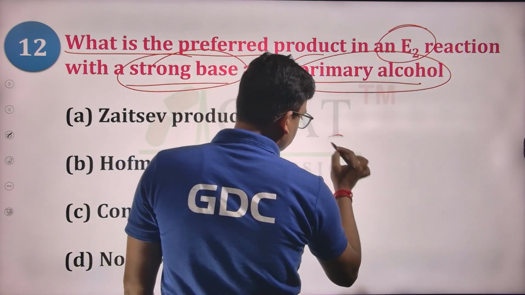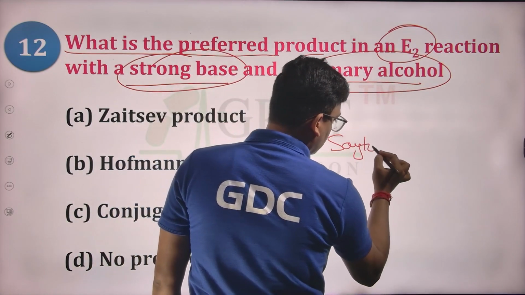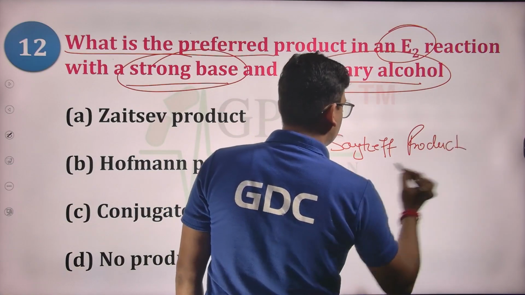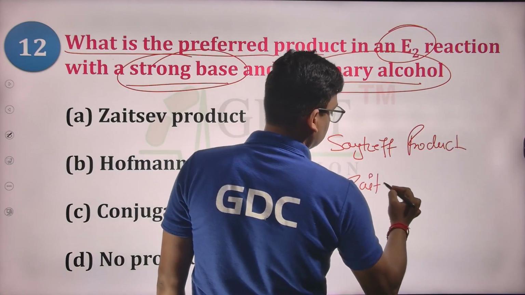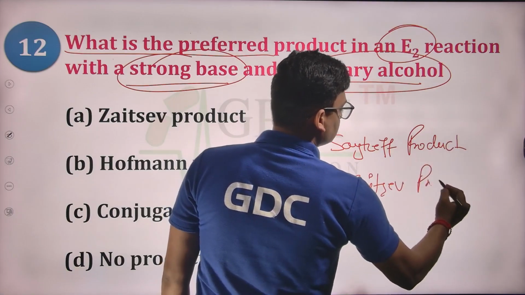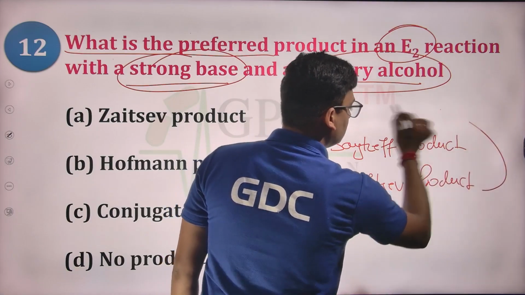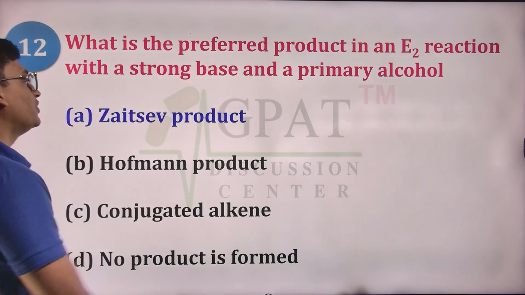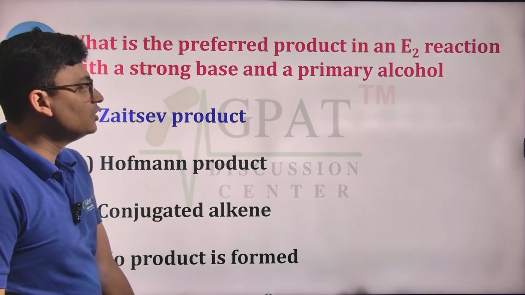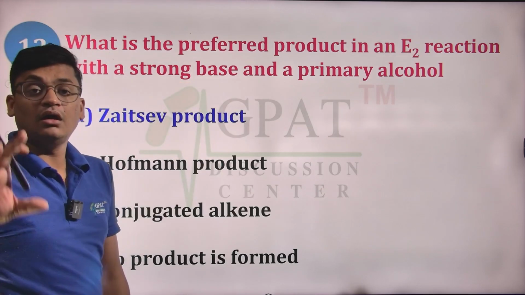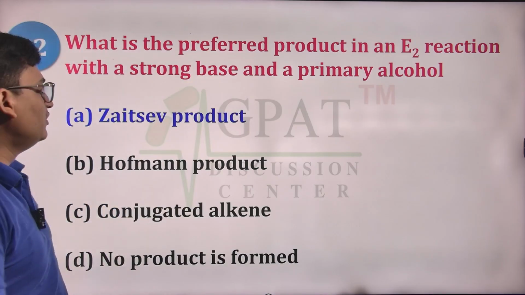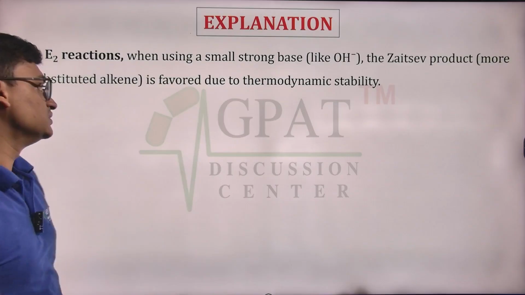In an E2 reaction we must be having the Saytzeff product, that is also known as the Zaitsev product. Since there is no discussion about a bulky base, we must be using the Zaitsev product, also known as the Saytzeff product. Suppose we are having a bulky base, then we will be putting the Hofmann product as the right answer.